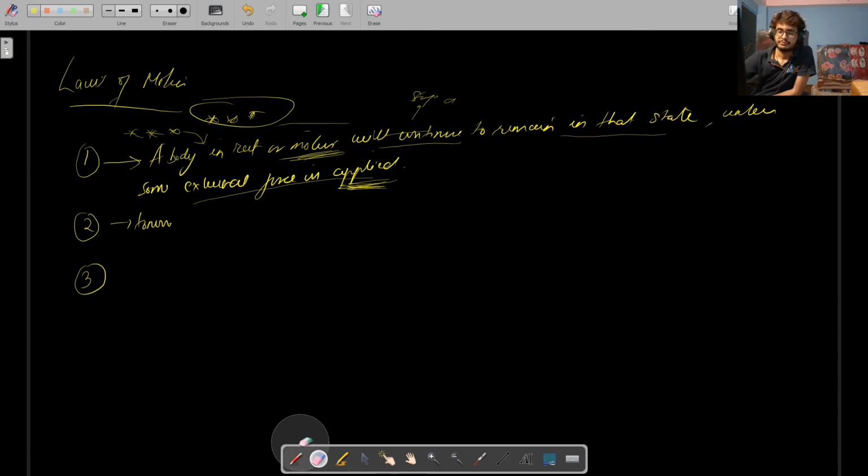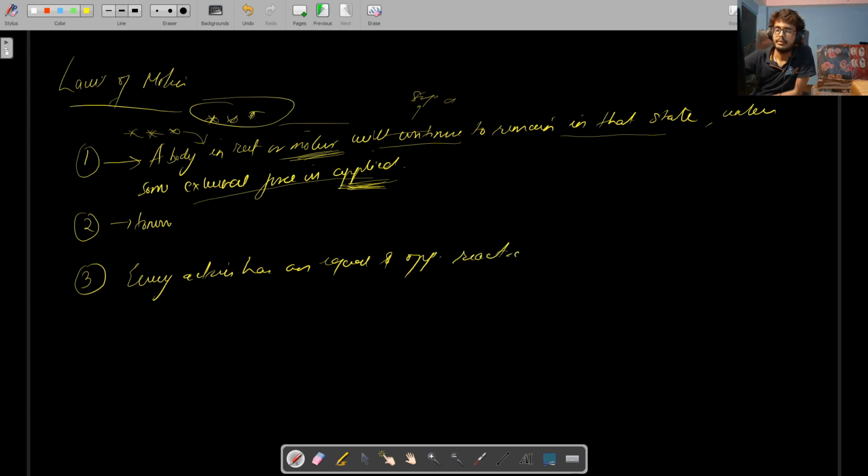That is, every action has an equal and opposite reaction, which means anything you do, an opposing force which will be equal will always act.